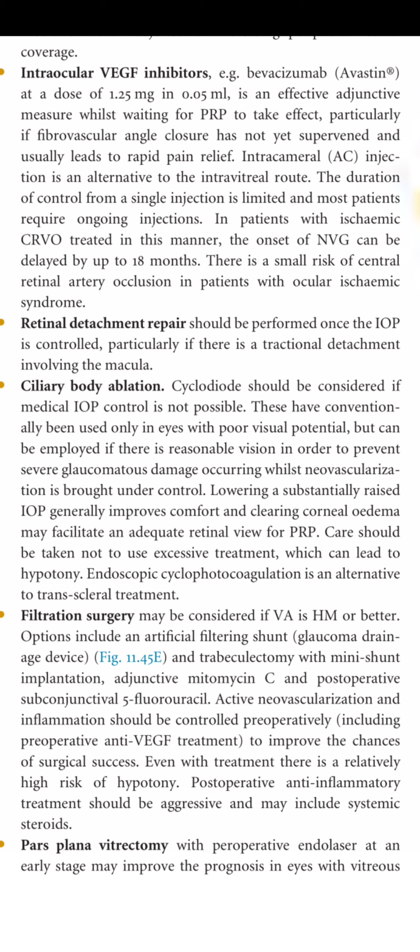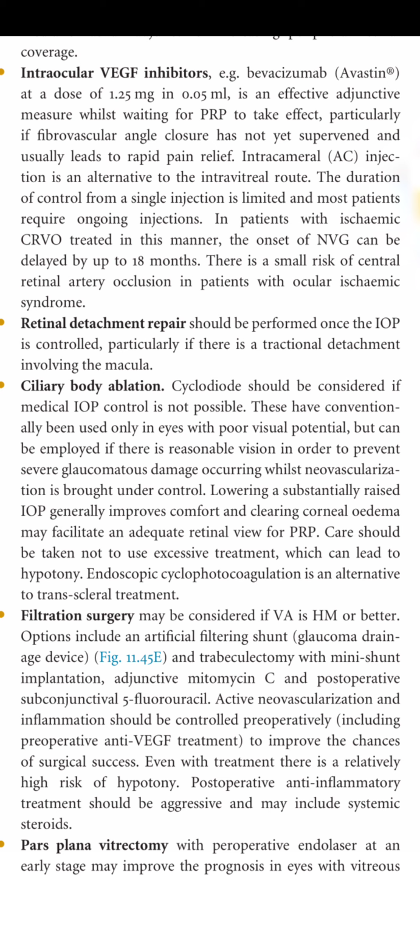Ciliary body ablation, cyclodiode, should be considered if medical IOP control is not possible. These have conventionally been used only in eyes with poor visual outcome, but can be employed if there is reasonable vision, in order to prevent severe glaucomatous damage occurring while neovascularization is brought under control. Lowering a substantially raised IOP generally improves comfort and clears corneal edema, and may facilitate an adequate retinal view for PRP. Care should be taken not to use excessive treatment, which can lead to hypotony. Endoscopic cyclophotocoagulation is an alternative to transscleral treatment.